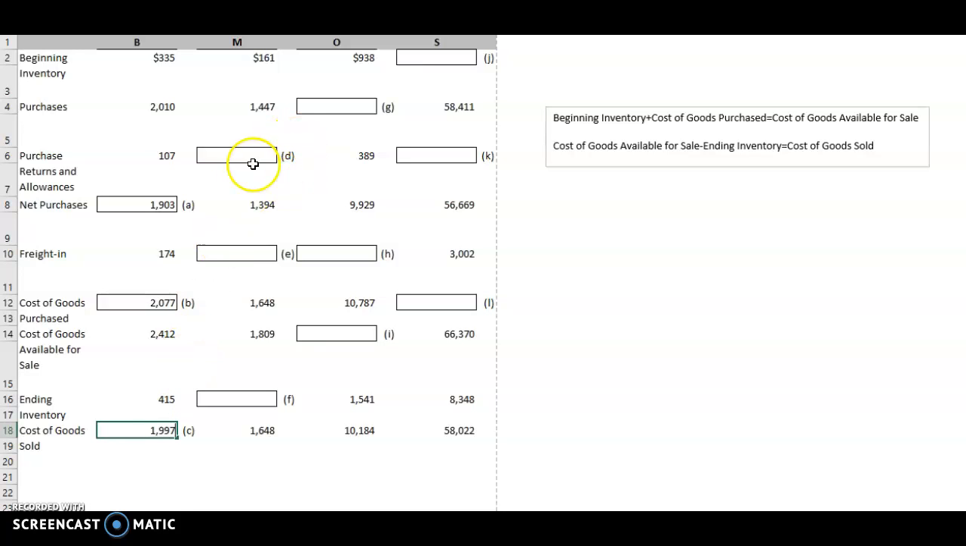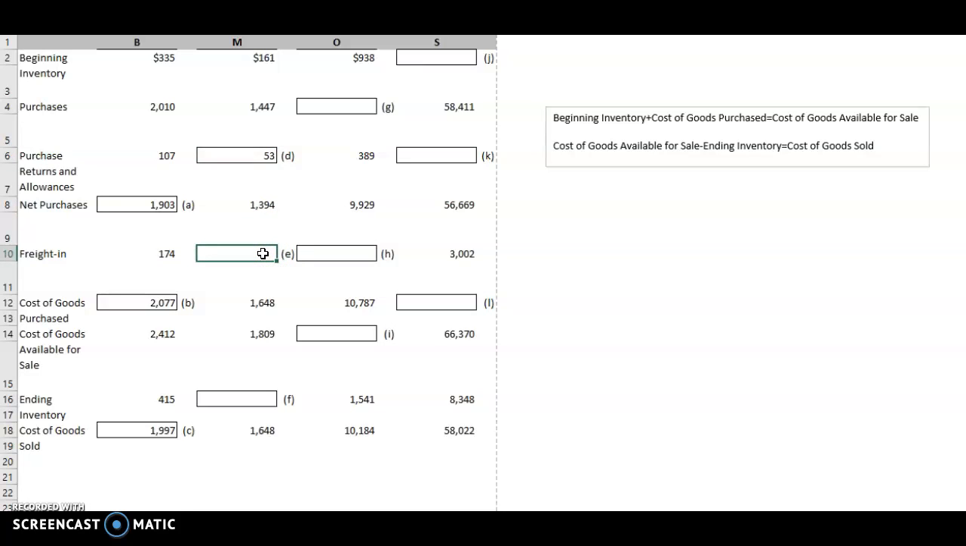Moving on to company M, we've been asked to find the purchase returns and allowances. When we're finding this, we're just going to reverse what we did over here for company B. So instead of subtracting the purchase returns and allowances from the purchases to find the net purchases, we're going to subtract our net purchases of 1,394 from our purchases of 1,447, and that gives us a total purchase returns and allowances of $53.